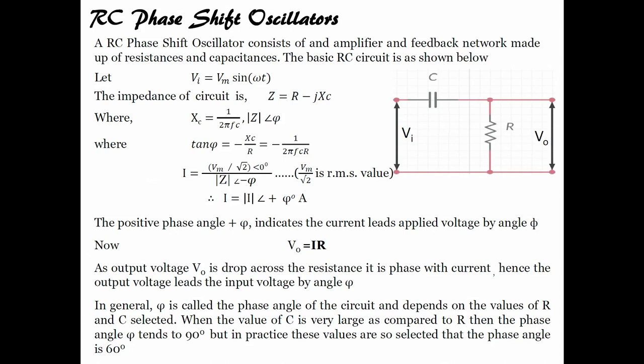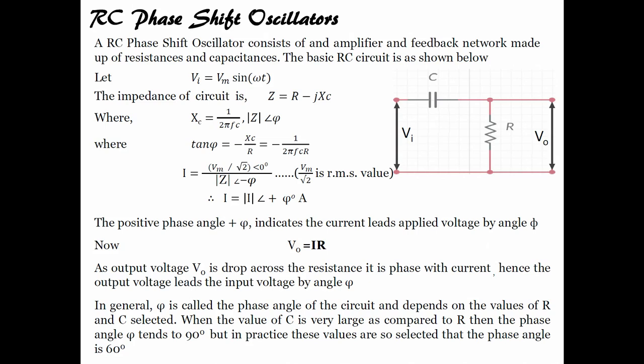So, if I solve this, then what will I have? I will have I equals this particular equation, magnitude of I at angle plus phi degree, in amperes. The positive phase angle indicates the current leads the applied voltage. You can see there is a positive phase angle, and what does it say? It says that the current leads the applied voltage by angle phi, and now Vo equals IR. As the output voltage Vo is dropped across the resistance and is in phase with the current, the output voltage leads the input voltage by angle phi, correct. Output voltage leads by angle phi.